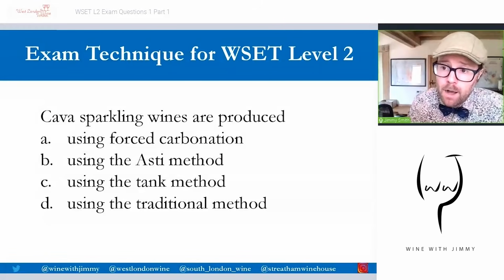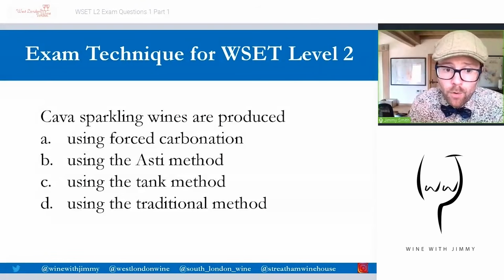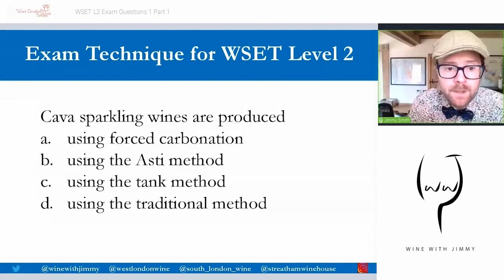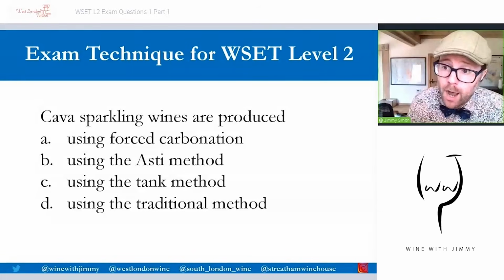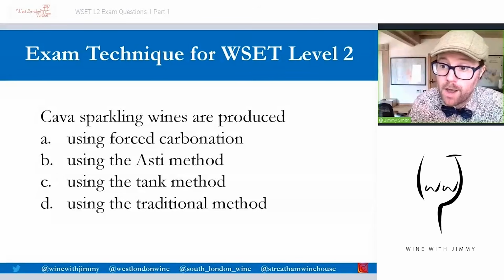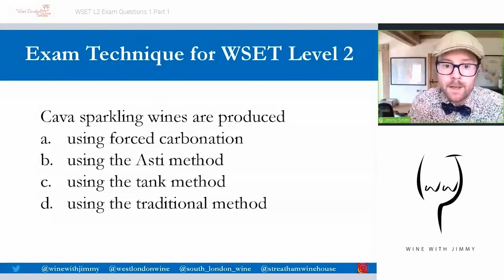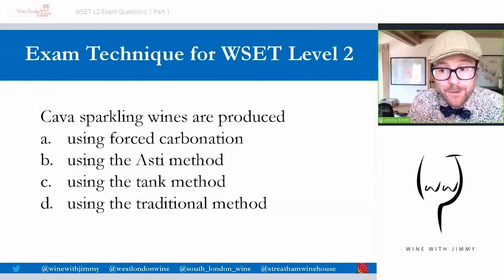Now, here is a sparkling question. Cava sparkling wines are produced. Now, there are 4 methods here. Now, we have forced carbonation, which is where carbon dioxide is injected into a wine to create the sparkle. The Asti method, of course, is going to be utilized for Asti. The tank method, of which Asti is a variation of, and then the traditional method.